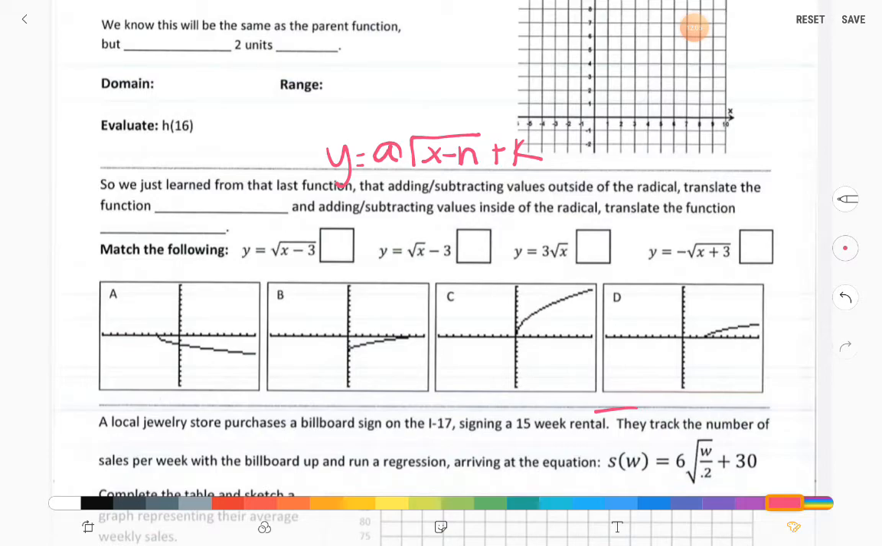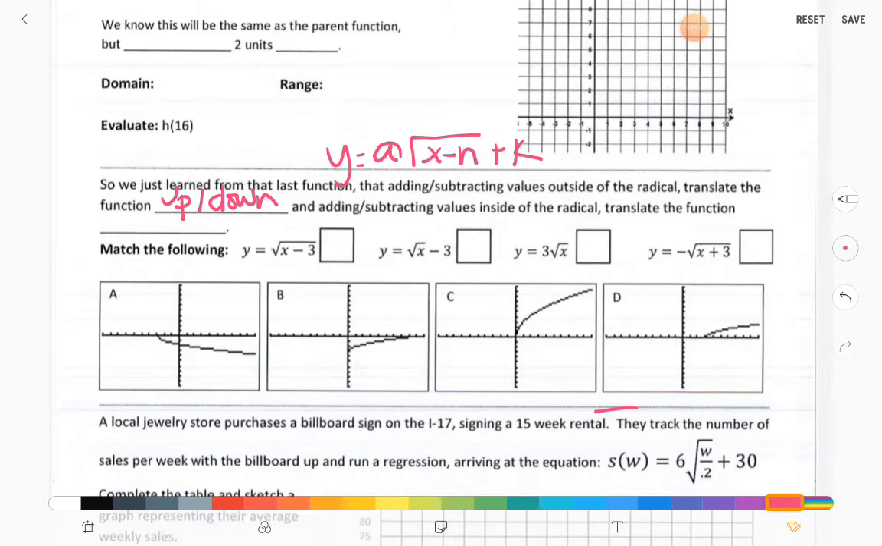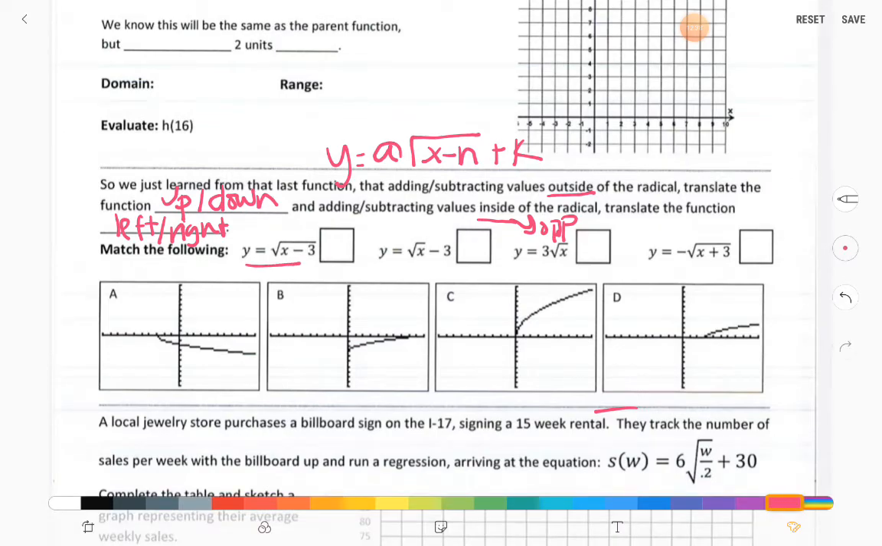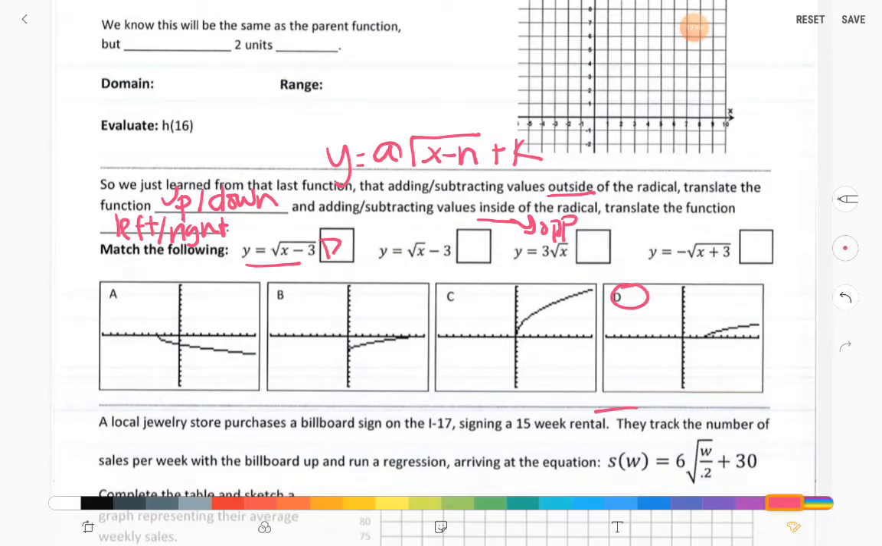Okay, this is the same thing except on the inside here we had a squared instead of a radical. So that moves the function up and down, and adding them inside of the radical moves them left or right. But remember, inside is opposite. If we look at this one right here, that's x minus 3. So that's inside the radical. So -3 tells me I'm going to go to the right 3. Which graph goes to the right 3? D. So that's graph D.